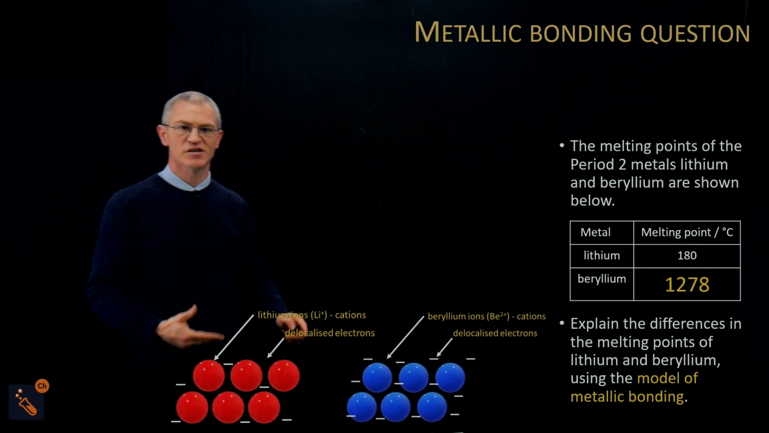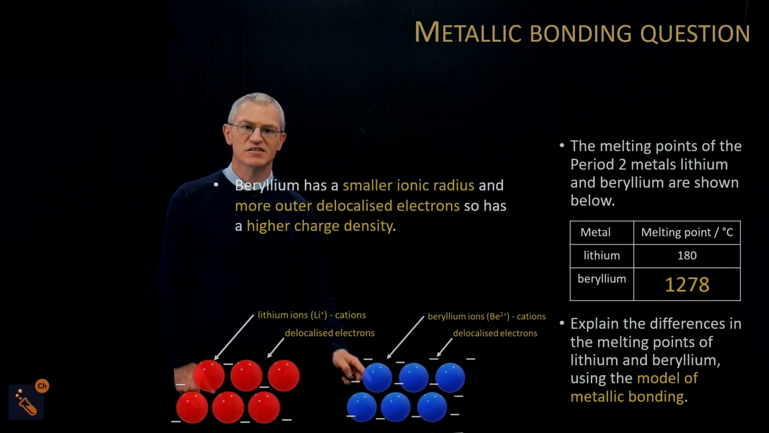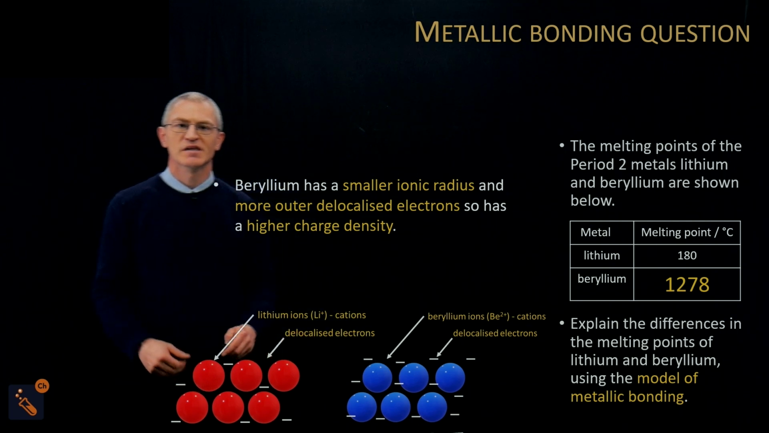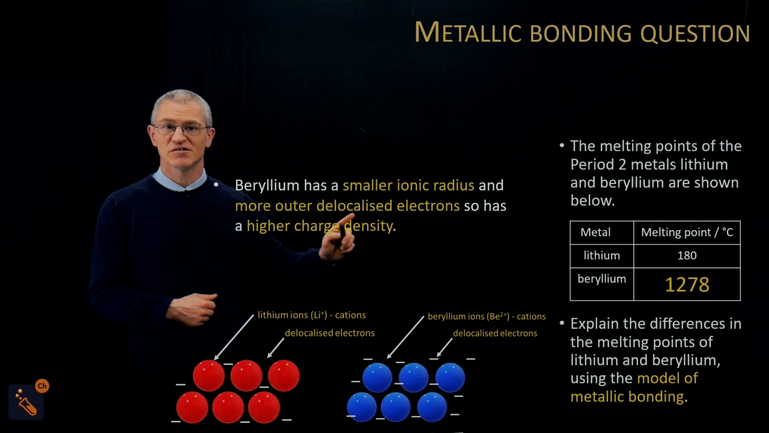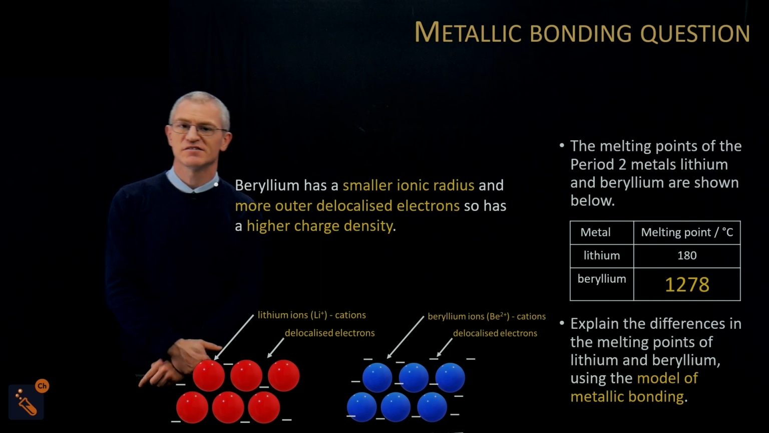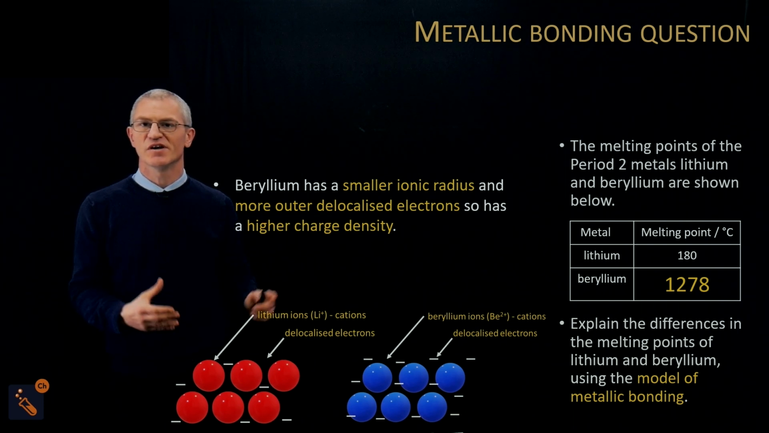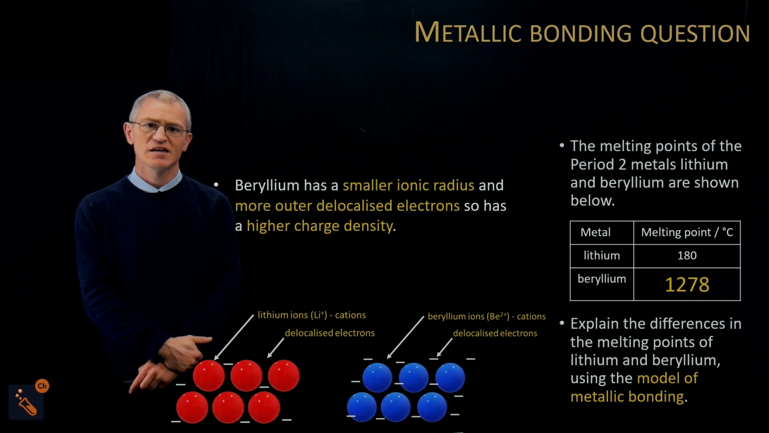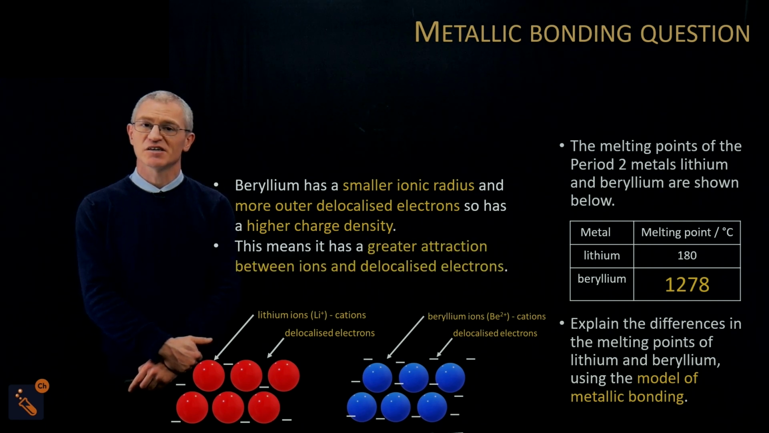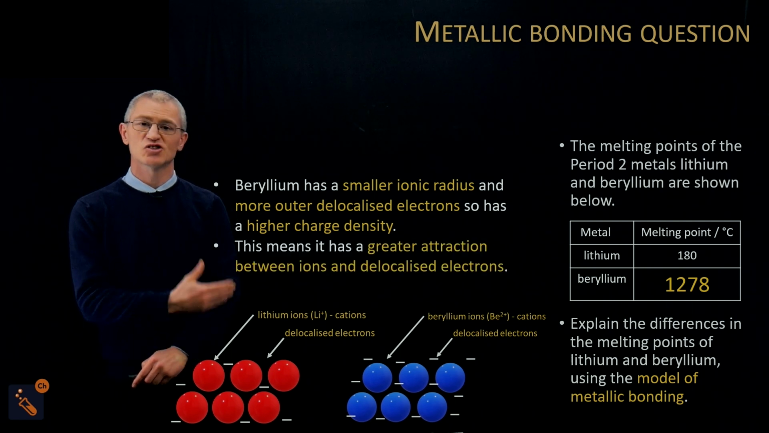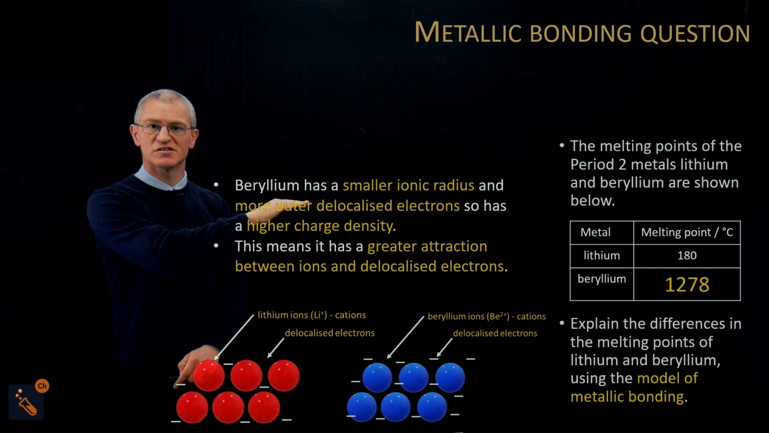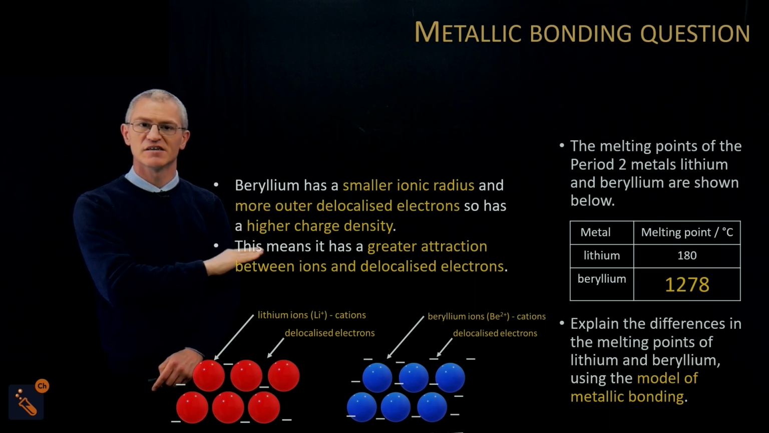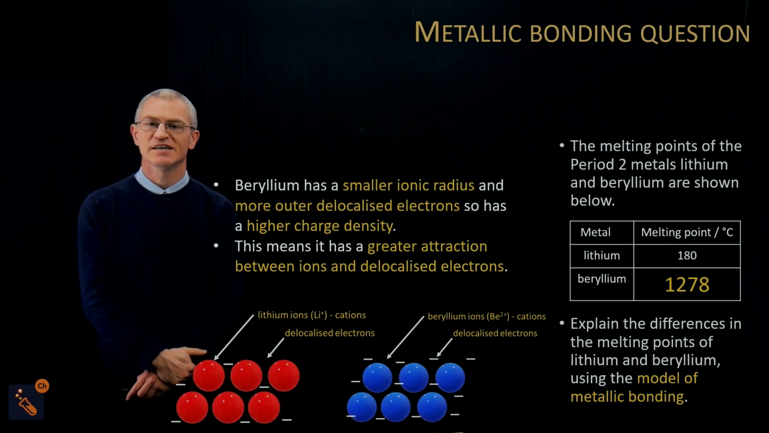So when I rearrange these diagrams, you can see that the ion's got a tiny bit smaller. You can just see it's just a little bit smaller here. And so that is a smaller ionic radius, and it has more outer delocalized electrons, so it's a higher charge density. So its higher charge is spread over a smaller area. Now that means that it has a greater attraction between the ions and the delocalized electrons, a stronger metallic bond essentially. But it's really important that you mention these delocalized electrons, the charge density, and this greater attraction, and that will get you marks in this question.